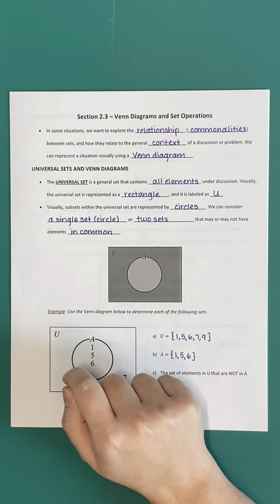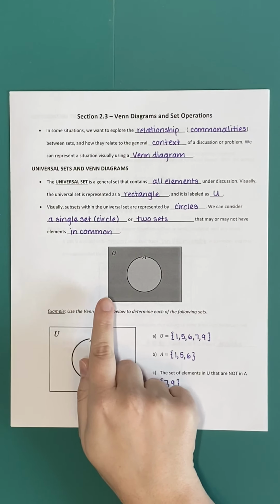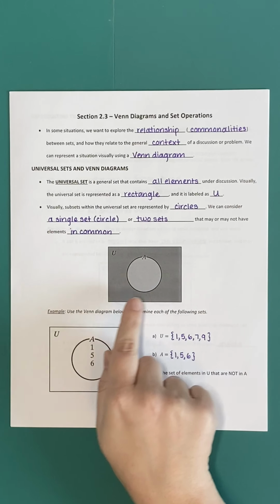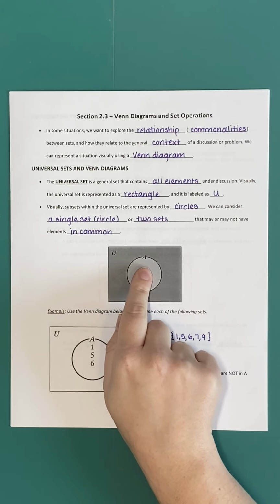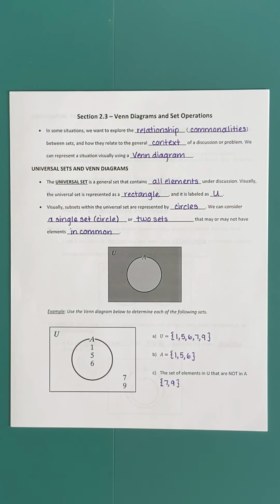So when we talk about the universal set, we're talking about everything inside the rectangle. This includes things that are outside of the circle as well as things that are inside. Everything that's anywhere in the rectangle is considered to be part of the universal set. Whether it's been further grouped or not, it is part of this universal set.